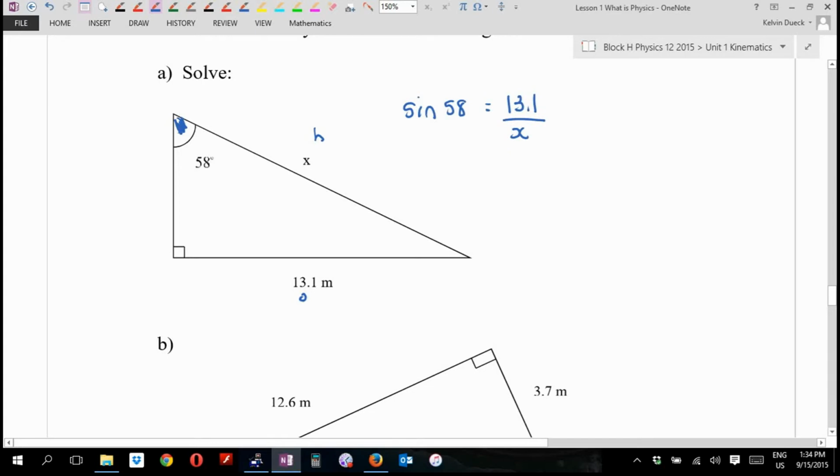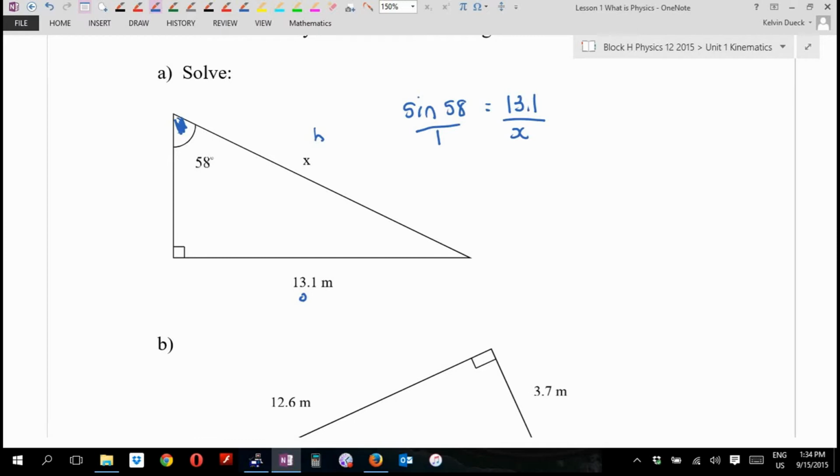Oh, Mr. Dueck. What, Dale? Mr. Dueck, if you do that, that's one fraction equals one fraction. Why, yes it is, Dale. Mr. Dueck, it seems to me that stuff can move diagonally. Why, Dale? Yes, it can.